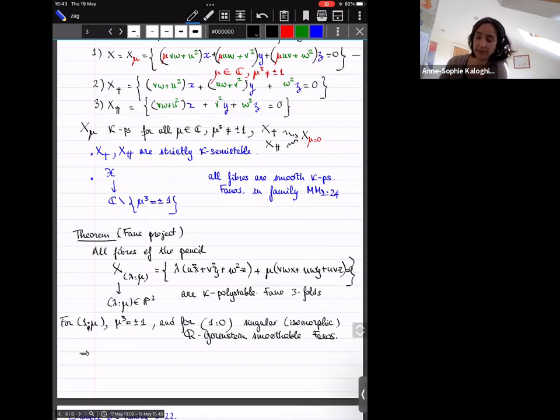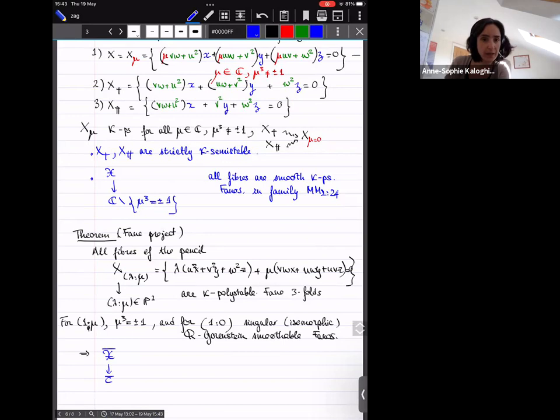So this achieves step 2. So here this is my family X bar over C bar, if you like. And then this kind of already finishes everything there is to say, because so we know here.